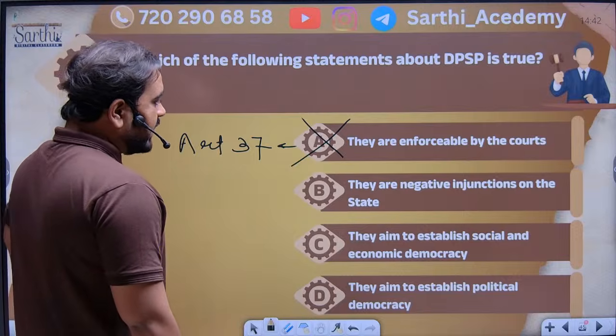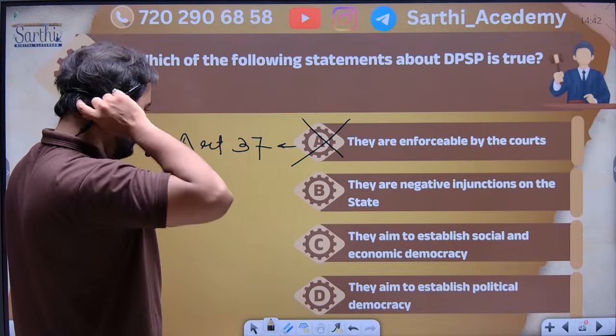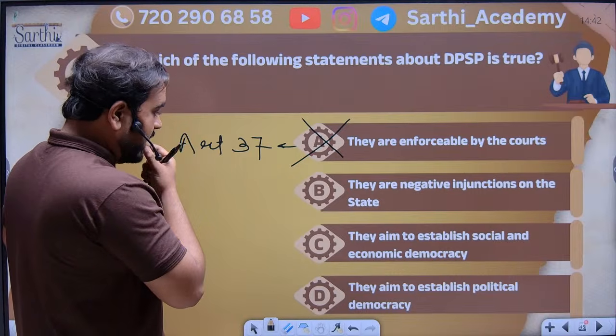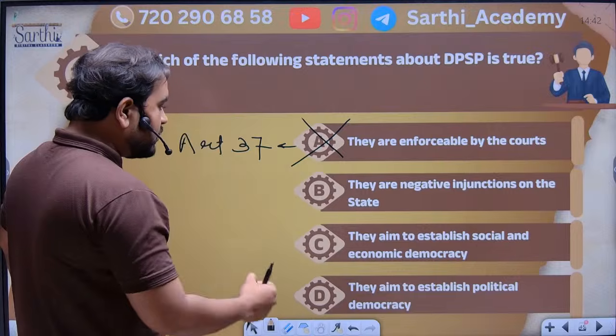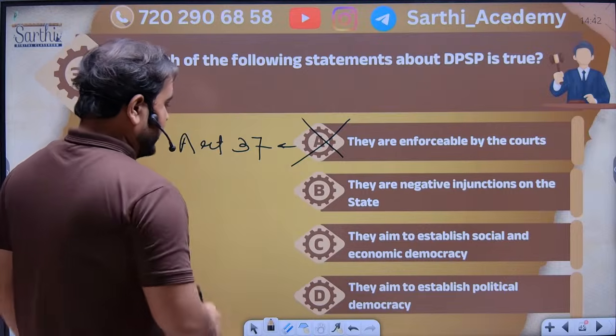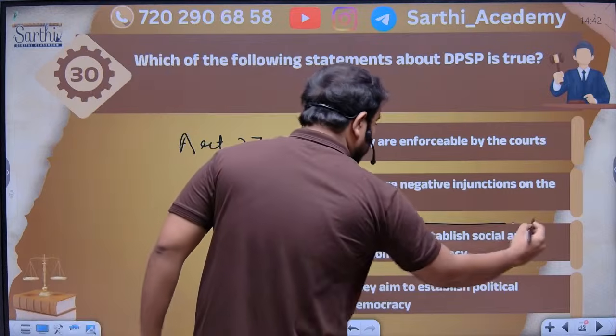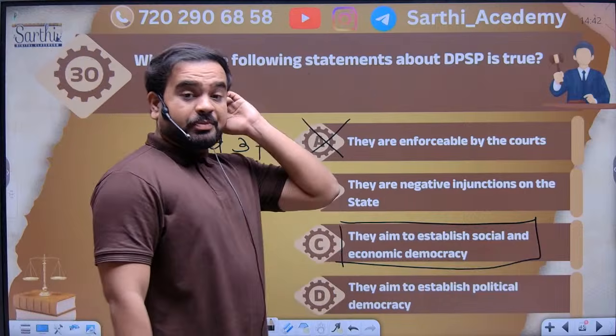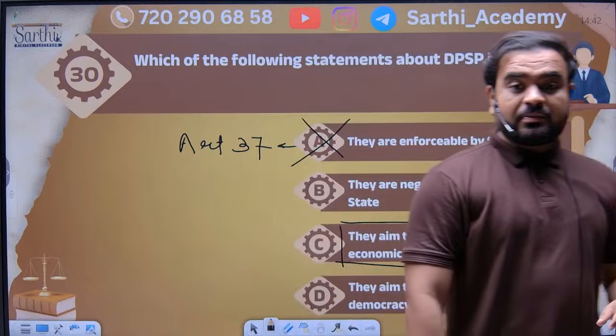They are negative injunctions on the state. They aim to establish social and economic democracy. They aim to establish political democracy. So the answer would be C. C would be the answer, because it is more appropriate.